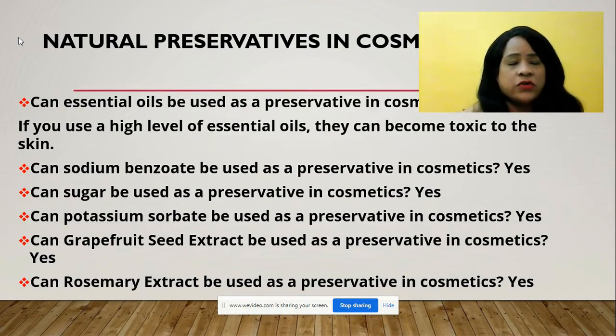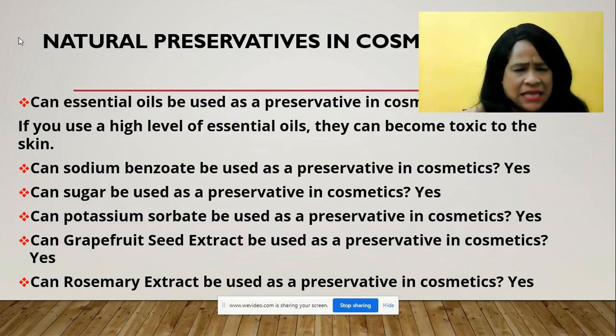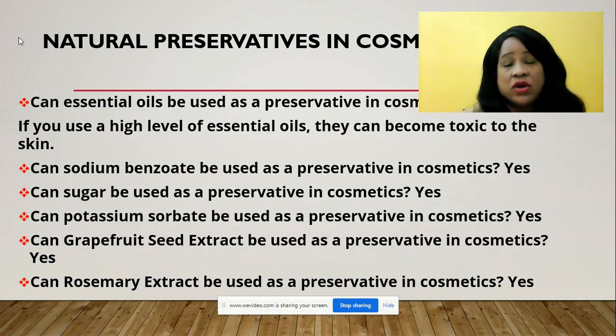I have some questions here that I'm going to answer for you. The first question is, can essential oils be used as a preservative in cosmetics? The answer would be yes. Question number two, can sodium benzoate be used as a preservative in cosmetics? The answer is yes. Question three, can sugar be used as a preservative in cosmetics? The answer would be yes. Question four, can potassium sorbate be used as a preservative in cosmetics? The answer would be yes. Can grapefruit seed extract be used as a preservative in cosmetics? The answer is yes. Can rosemary extract be used as a preservative in cosmetics?